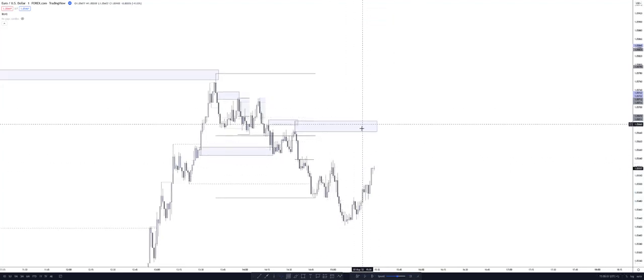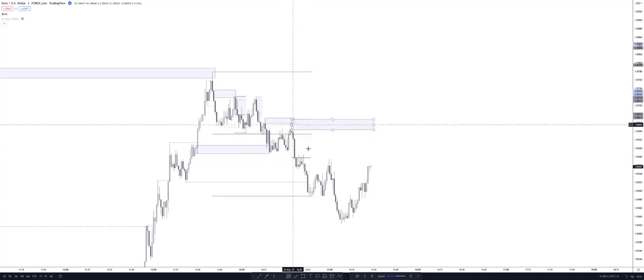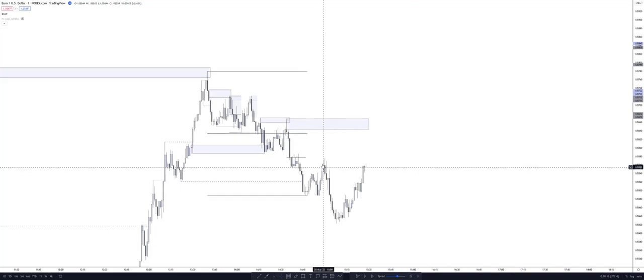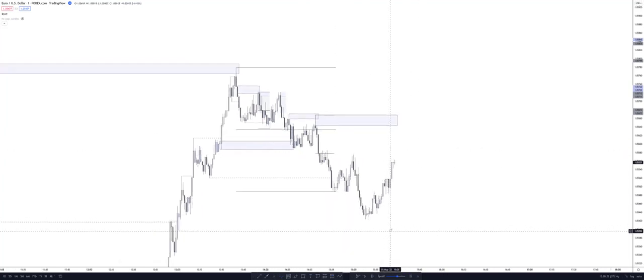We have a zone that's in the premium of the overall leg. We have a zone that's in the premium and the extreme of the last substructural leg that was not mitigated. We have inducement here from this high that did not mitigate the premium. Okay, and we have a further breakdown.